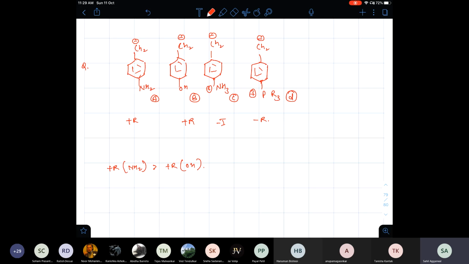Nitrogen is a better donor because of more electronegativity. Sorry, less electronegativity. So maximum stable is D, then C, then B, and then A. Any doubt in this?